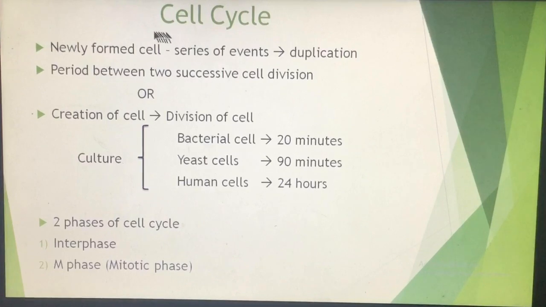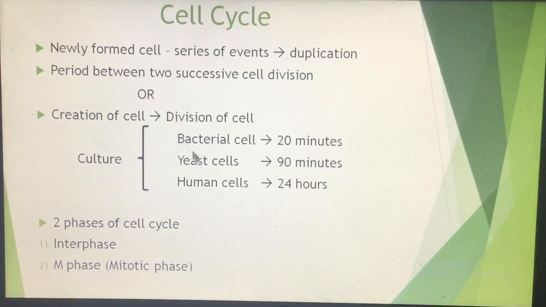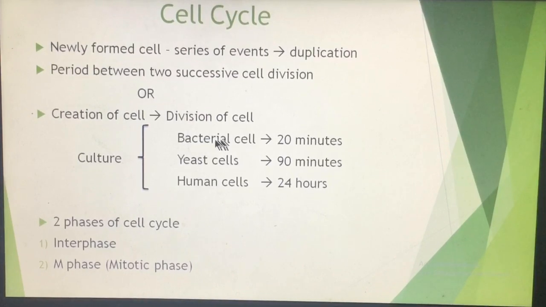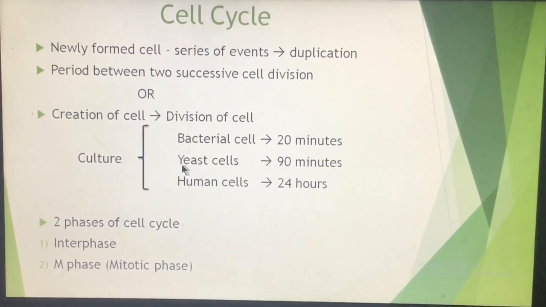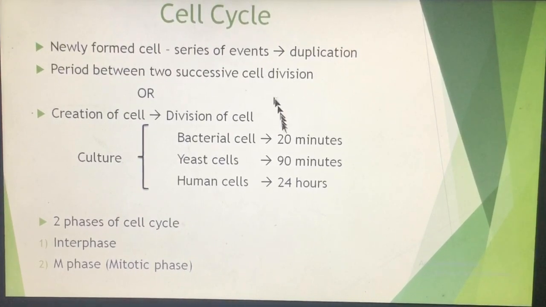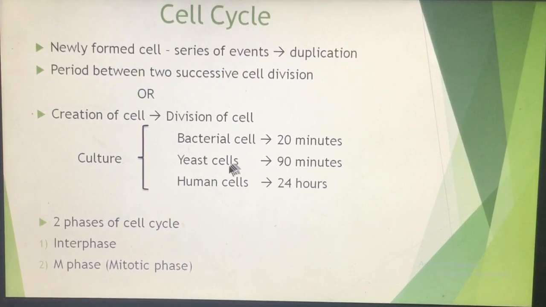Now if we see the duration of the cell cycle, the duration of the cell cycle in different organisms is different. Like bacteria, it is a unicellular organism. This bacteria divides, that means one bacterium gives rise to two bacteria in 20 minutes. So the cell cycle in bacteria is 20 minutes, whereas yeast is again a fungus, but it is a unicellular fungus. In this yeast, the cell cycle is 90 minutes. That means one cell gives rise to another cell after 90 minutes.